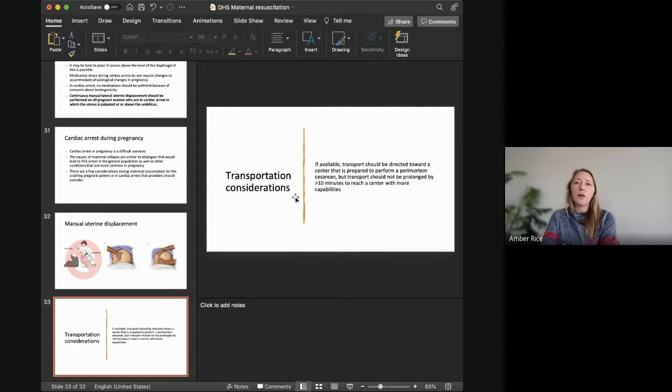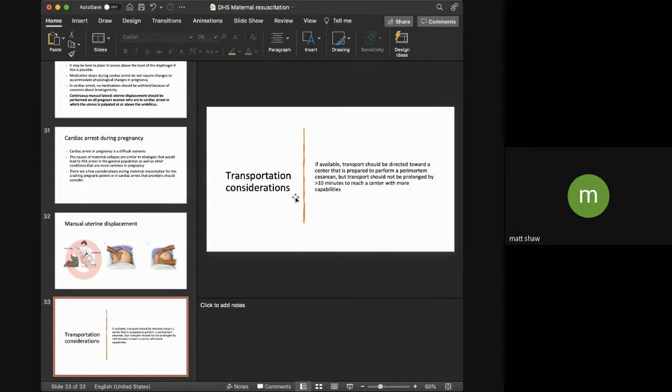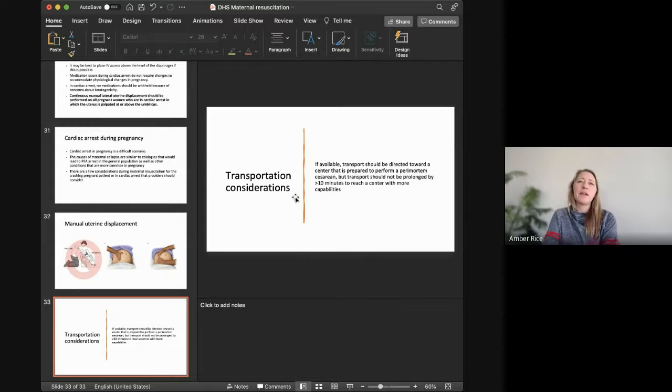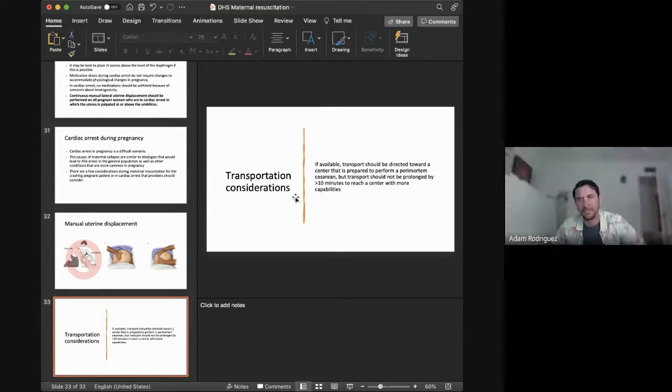I think for our purposes, and we could ask other folks on the education committee too, we have a lot of freestanding emergency departments. I definitely would not expect a freestanding one to be able to do a perimortem cesarean. But any of our other bigger hospitals would. I feel like the providers would know that. Maybe we don't need the slide.